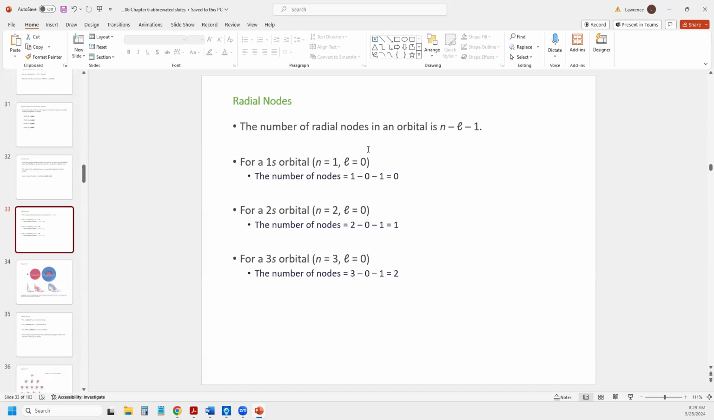If you know what your n is, say your n is 1, then l must be 0. If you take 1 away from that, there are 0 nodes. So the 1s orbital has no nodes. It is completely filling in the space around the nucleus. As soon as you get away from that, you start introducing some nodes, more and more nodes. It's not only how far away you are from the nucleus, which is why n is in that equation, but it's also the shape. A 2s orbital has fewer nodes than a 2p orbital.